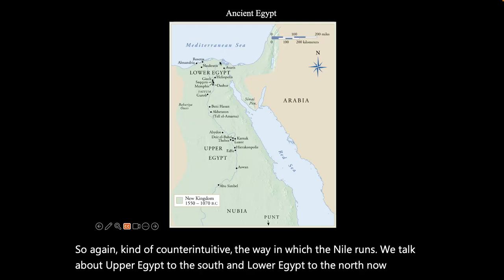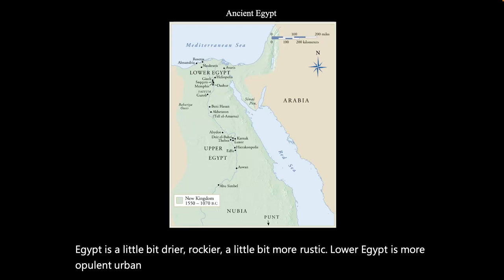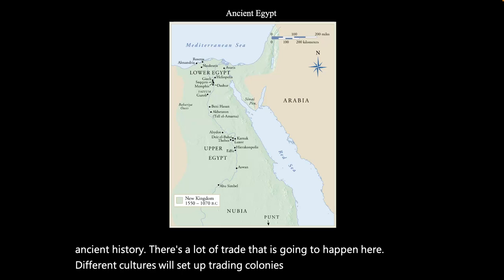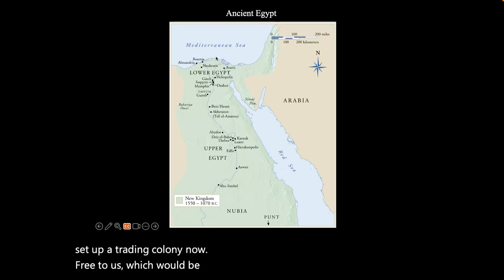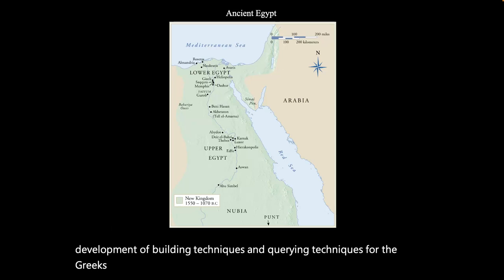Now, Upper Egypt is a little bit drier, rockier, a little bit more rustic. Lower Egypt is more opulent, urban, populated. This is where we're going to see, throughout ancient history, a lot of trade happen. Different cultures will set up trading colonies. The Greeks, for instance, will set up a trading colony, Naucratis, which will be really instrumental and important for the development of building techniques and quarrying techniques for the Greeks further along. We're not quite there yet, and we'll talk about that again when we get there.